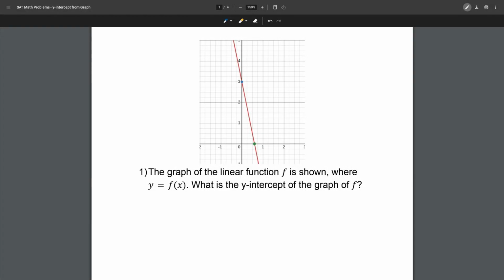In this video, we're looking at finding the y-intercept of a function based off of a graph. This is something you could encounter on the SAT. So let's look at problem 1.